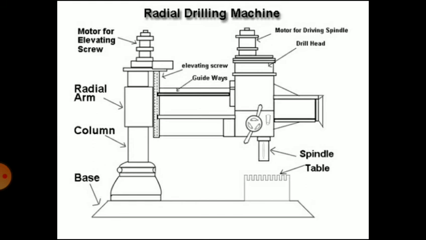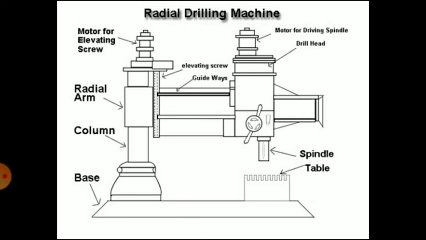Next part is the radial arm. The radial arm is mounted on the column and extends horizontally. Guideways are provided on the front vertical face of the arm, for movement of the drill head in a horizontal direction. The drill head is made to slide on the guideways provided on the arm. The arm may be swung around the column, so you can rotate the radial arm along the column. In some machines, the swinging motion is controlled by a separate motor. So automatically by starting the motor, you can swing the radial arm around the column.